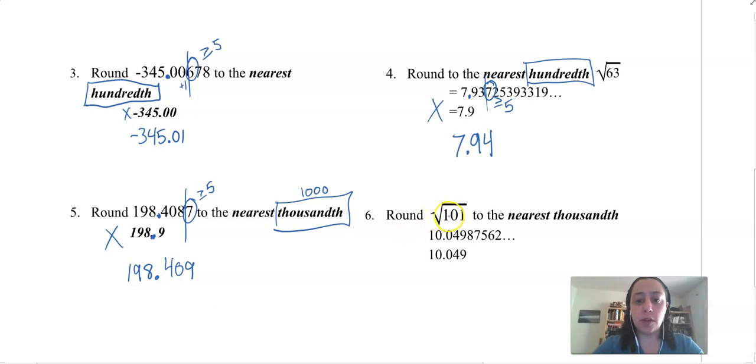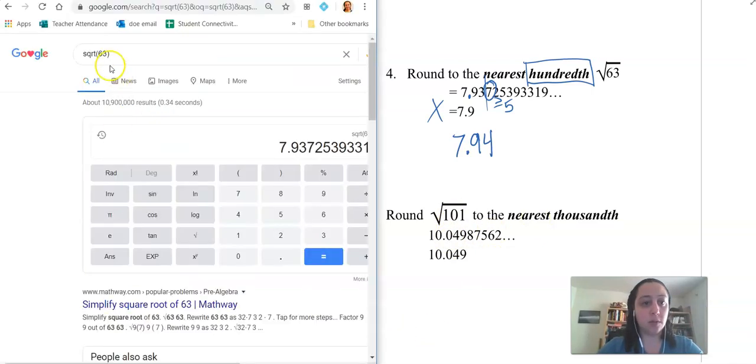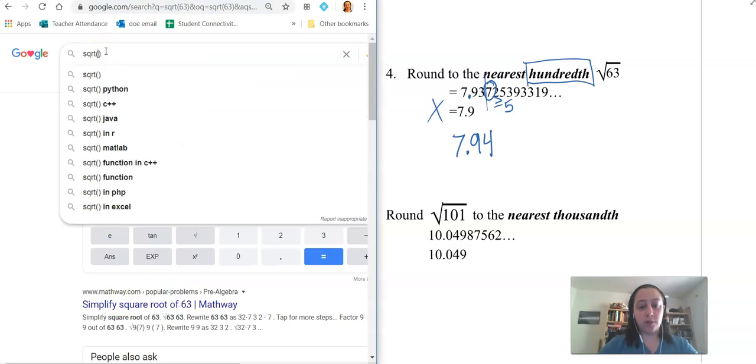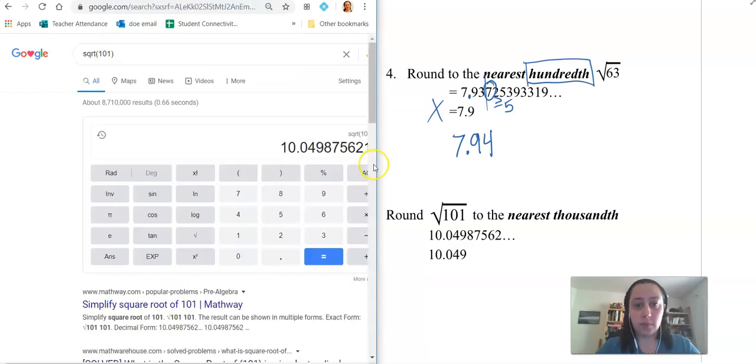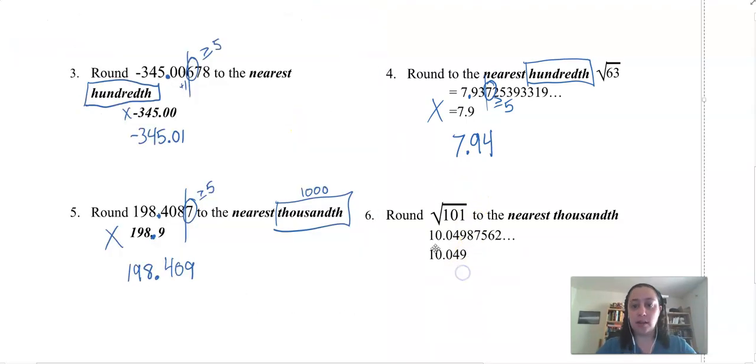Round the square root of 101 to the nearest thousandth. Well, let's check if they got the number correct. Going back to Google, square root of 101. Yep, this number is correct. Now it says to the nearest thousandths. Thousandths, we said, is 3 decimal places. Do they have 3 decimal places? Yes. Here's our decimal. 1, 2, 3.